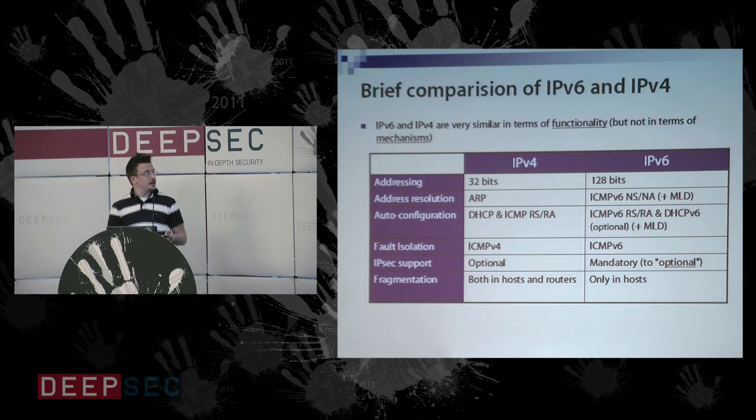And finally, another aspect is that of fragmentation, which in v4 is performed both at hosts and routers, whereas in the case of IPv6 it is only performed at end systems, at hosts.